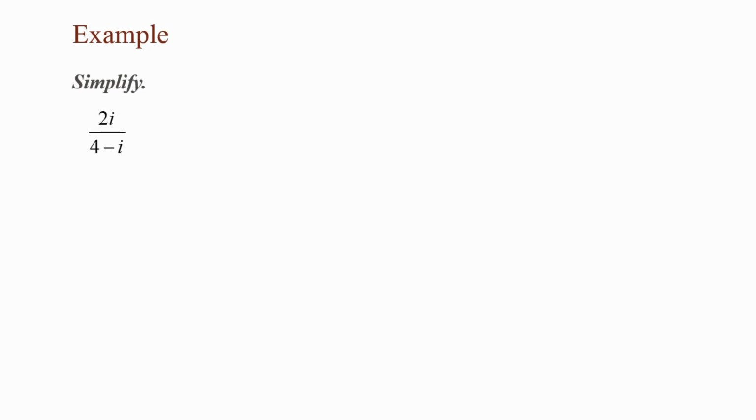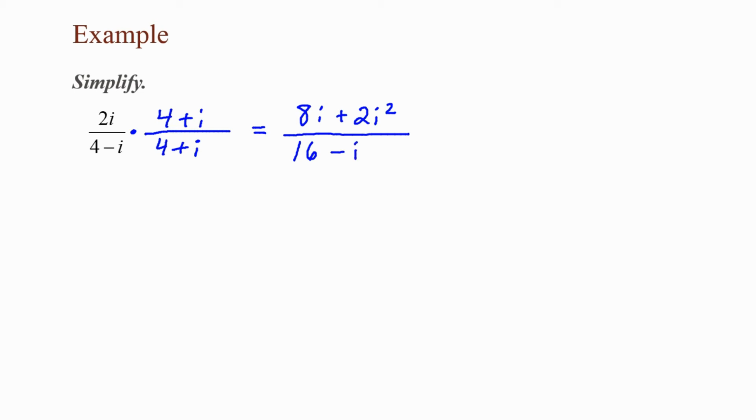In this example, simplify 2i divided by 4 minus i. Your first step is to multiply by the conjugate. The conjugate of 4 minus i is 4 plus i, so I want to multiply top and bottom by 4 plus i. For my numerator, I want to distribute. 2i times 4 is 8i, and 2i times i is a positive 2i squared. That's divided by 4 times 4 is 16. My middle terms will cancel. Negative i times positive i is negative i squared.